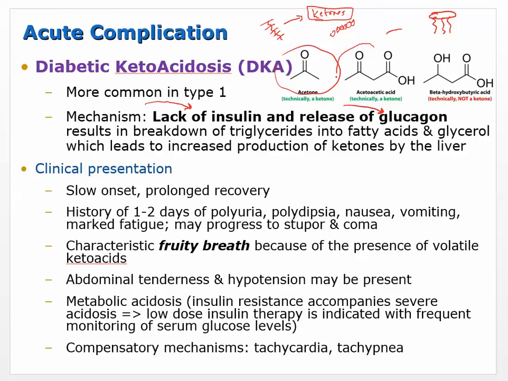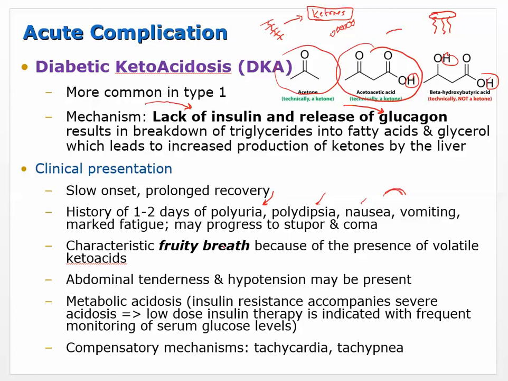And here are some examples of ketones, and you can see that some of them are acidic. So it leads to increased production of ketones by the liver, and that's going to cause a decrease in blood pH, which brings with it a whole other host of problems. So slow onset, prolonged recovery. So the clinical presentation, the way you're going to see that is a couple of days, they've been urinating more, they've been thirsty, there maybe is some nausea, vomiting, fatigue, so maybe these are associated with the blood pH changes, and so that's what they've been experiencing.